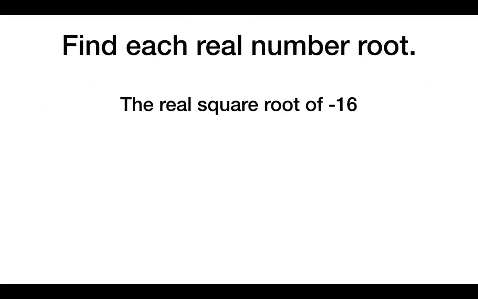We are going to find each real number, and we're starting with the square root of negative 16. If I wrote that out, it would just look like this, the square root of negative 16. And if you don't remember, the square root of a negative number is just plus or minus the normal square root, in this case 4i.